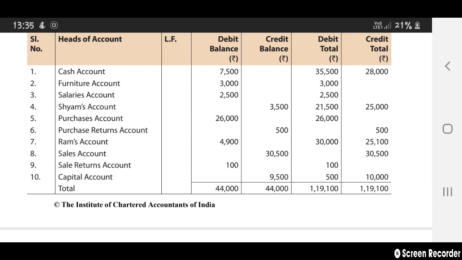Next, the sales return account: 100 is the debit balance and there is no credit balance. 100 is the debit total and no credit total is available. Capital account: the debit balance is not there, the credit balance is 9,500, the debit total is 500, and the credit total is 10,000. So the total is 44,000 debit balance and 44,000 credit balance, the debit total is 1,19,000, and the credit total is 1,19,100. Okay, here also both are equal.